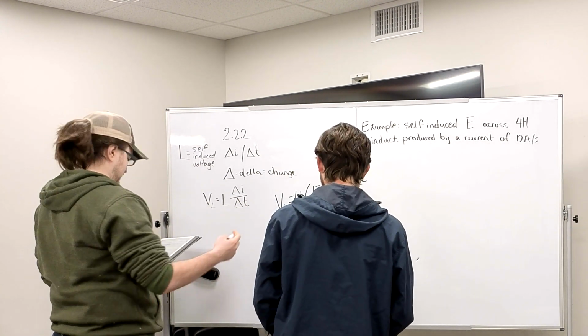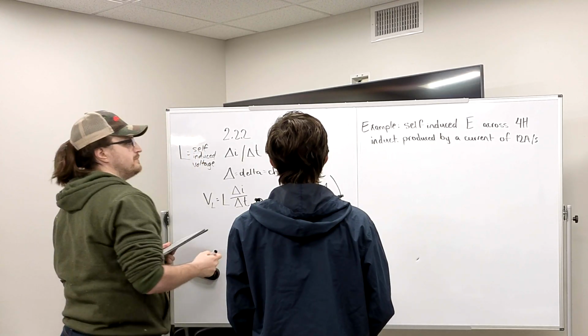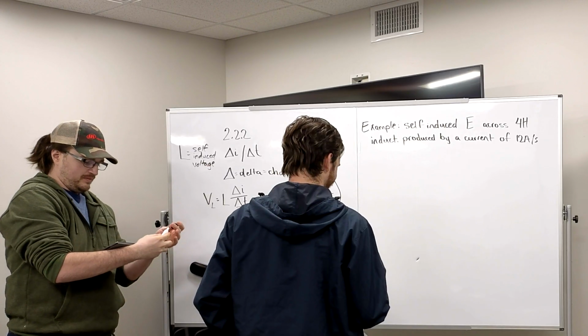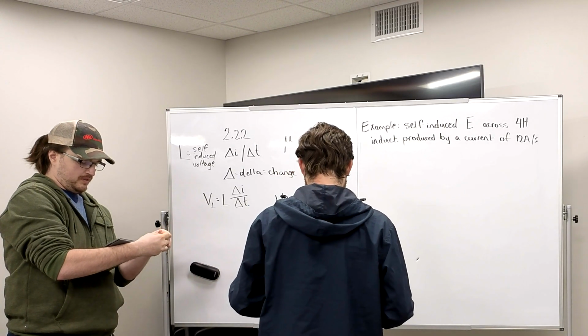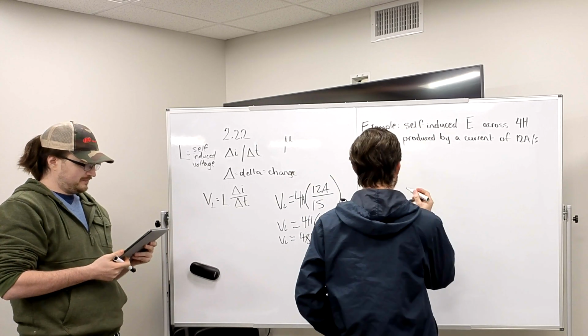So the symbol for micro looks like this. So your example is: find me the current through a 200 microhenry inductor. Hold up.